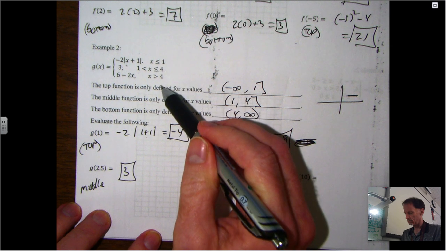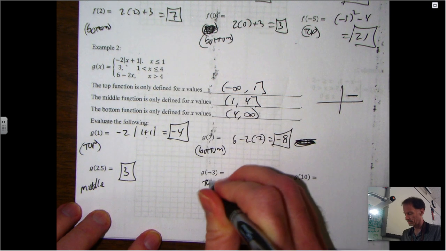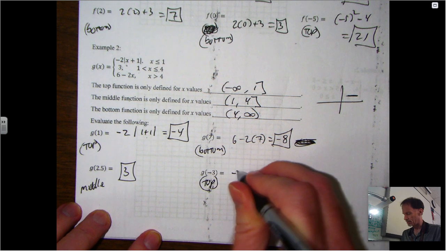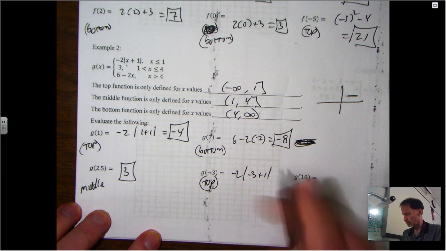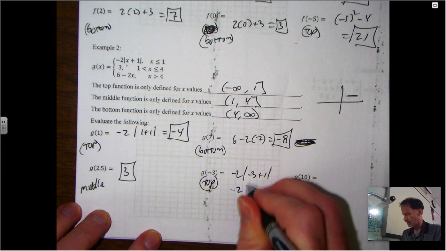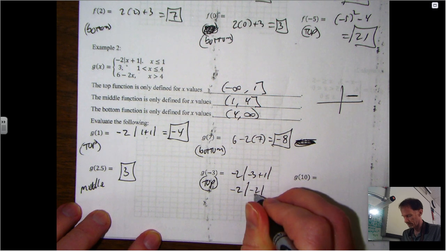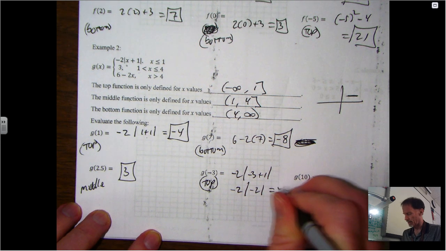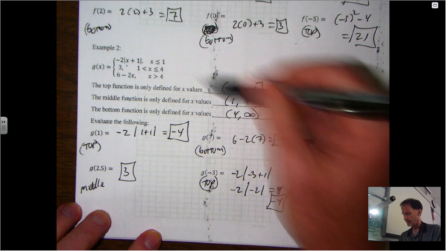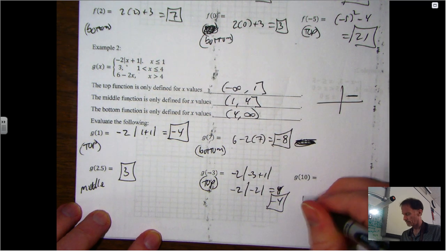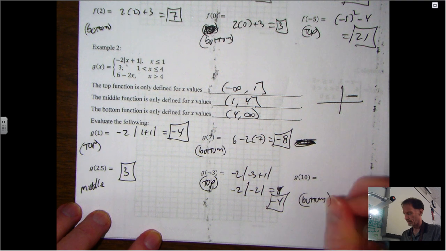Negative 3, what does that fall into? Top equation. And again, plug it in, negative 2, absolute value, negative 3 plus 1. Again, this becomes a positive 2. Negative 3 plus 1, the absolute value of negative 2 is positive. So that becomes negative 4 again. It's actually the same answer as the previous one. And then for 10, that's obviously going to be in the bottom equation because it's greater than 4. So 6 minus 2 times 10, 6 minus 20 would be negative 14.